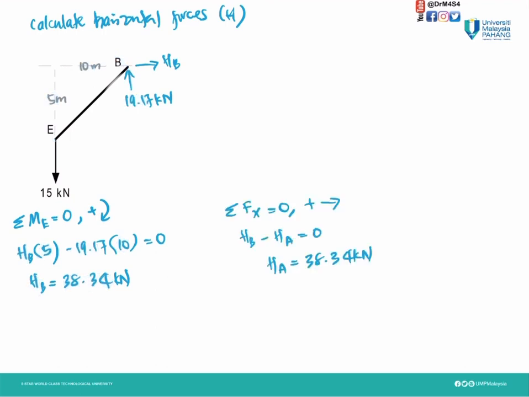Then we take summation of Fx equal to 0, positive to the right. Please remember, this is the whole entire structure. On the other side, we have HA. So HB minus HA equal to 0. We know what HB is, so HA is 38.34. Therefore, HA is equal to HB on the support.